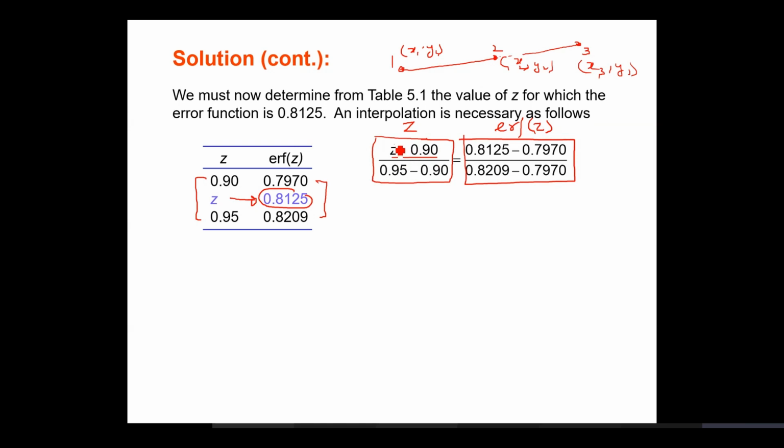I would write the exact values for error function z on the other hand side. यहाँ पे z की वैल्यू और इसके corresponding 0.90 के corresponding error function z की वैल्यू. Similarly, I have taken the difference in these two values for z, 0.95 and 0.90. तो यहाँ पे 0.95 के corresponding value और subtract करूँगा 0.9 के corresponding value. Now when I solve this, I can find out the value for z.